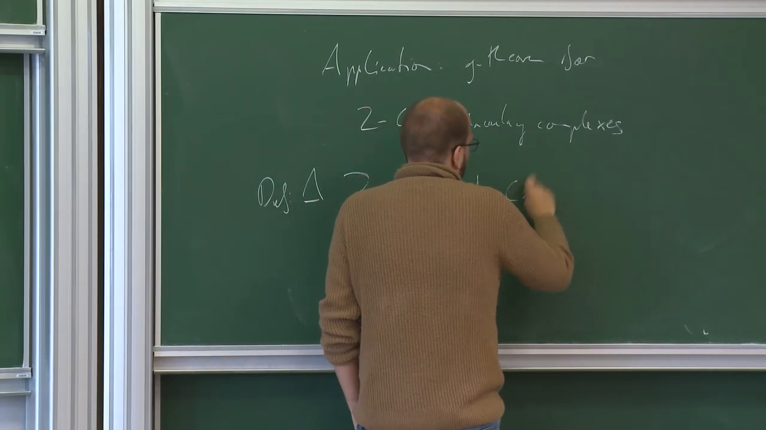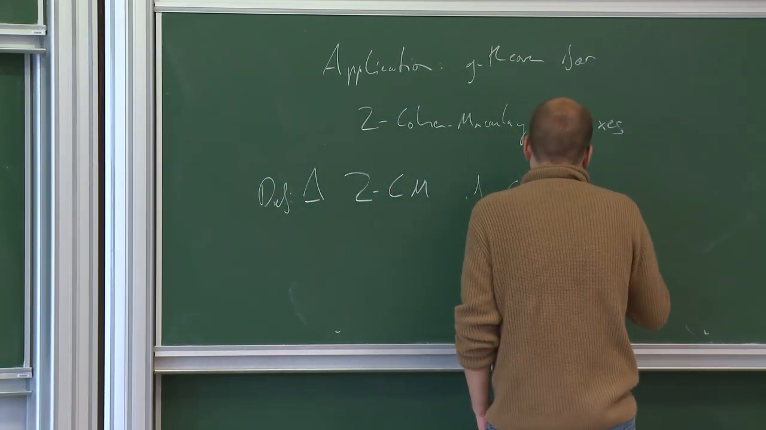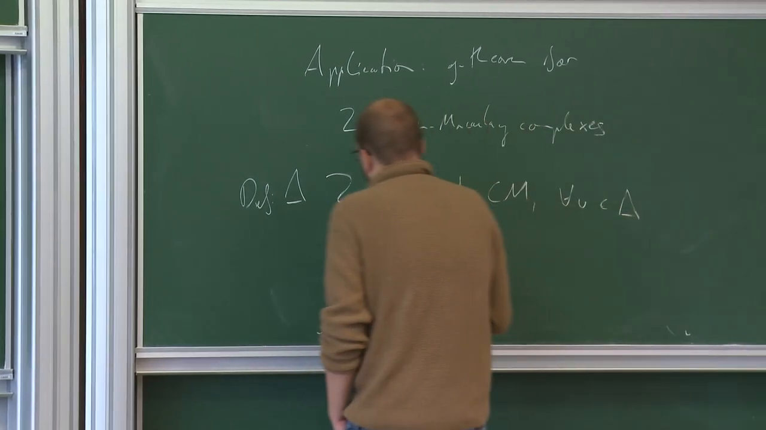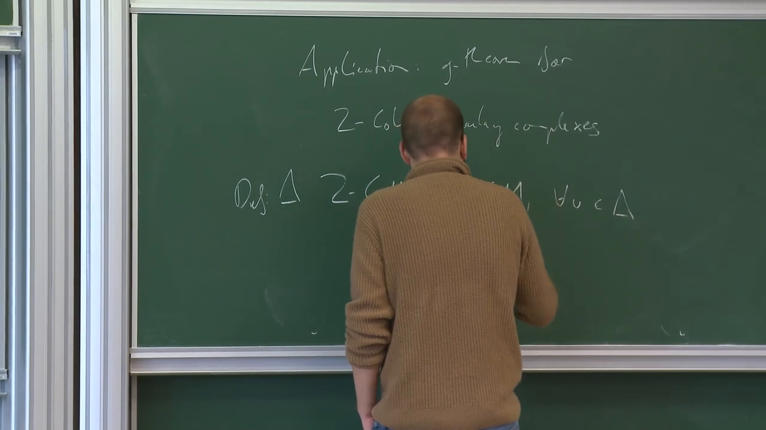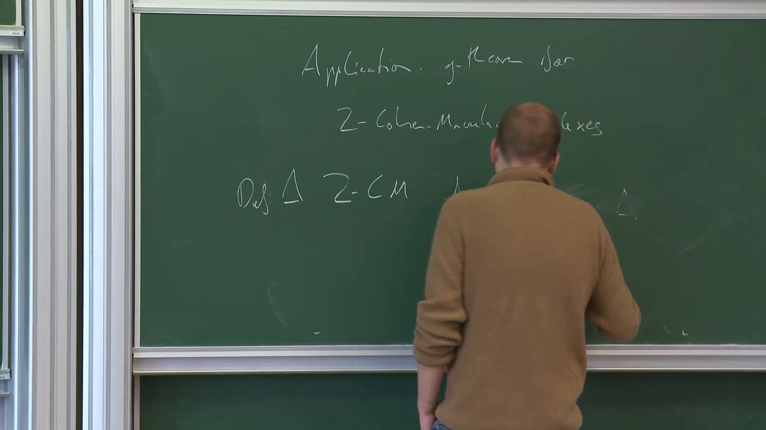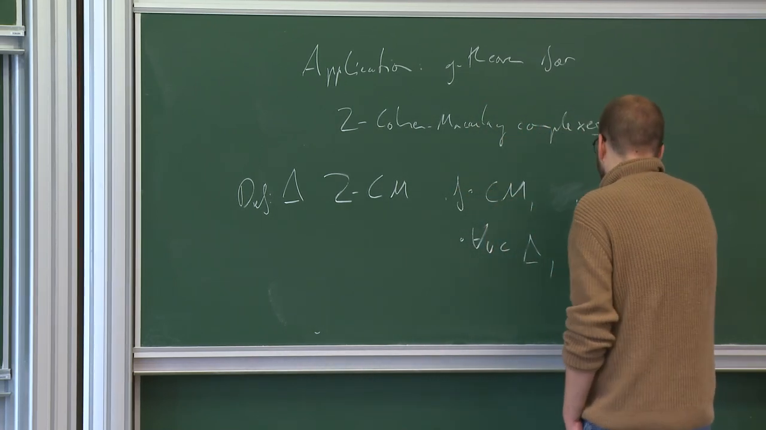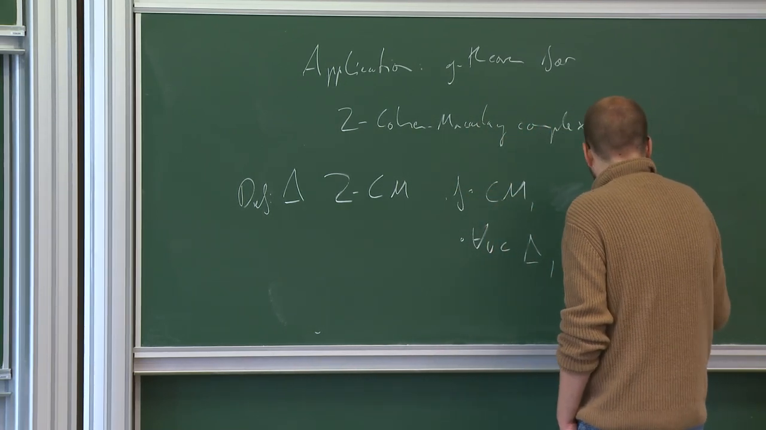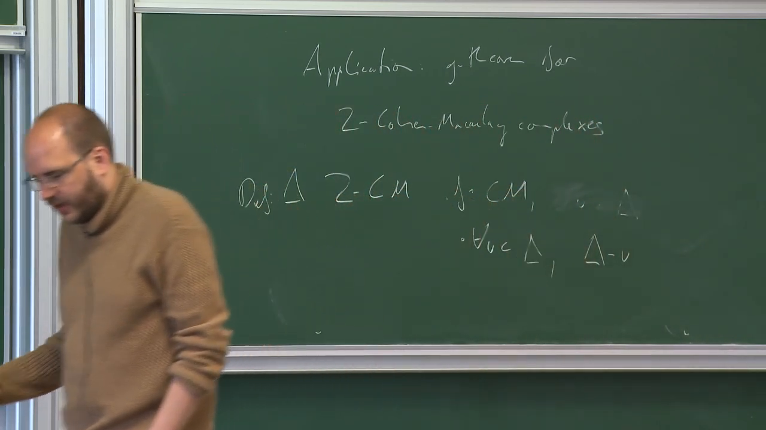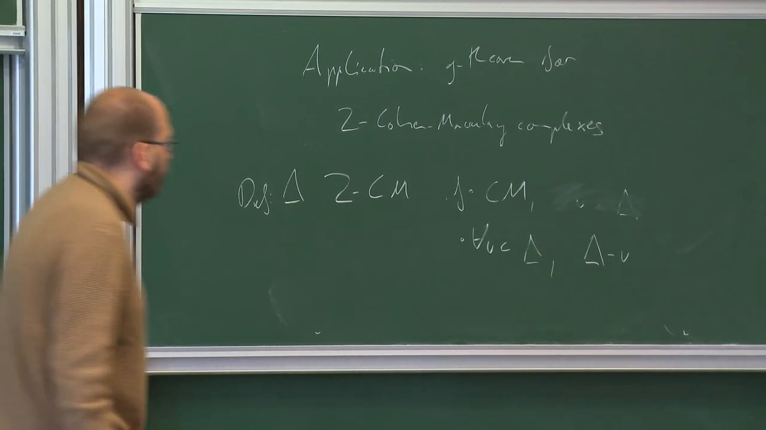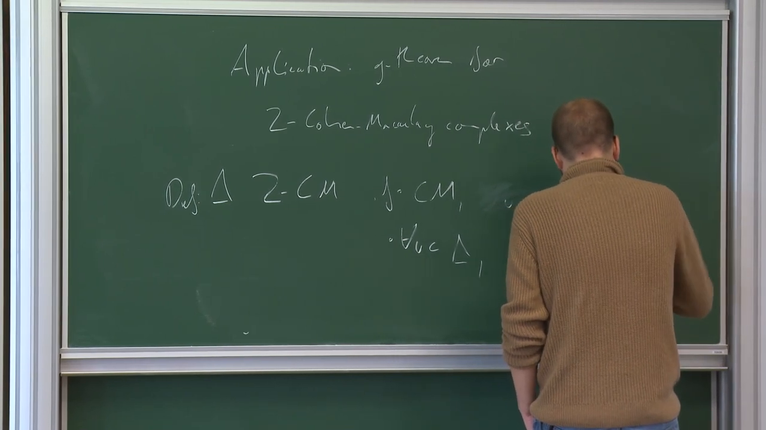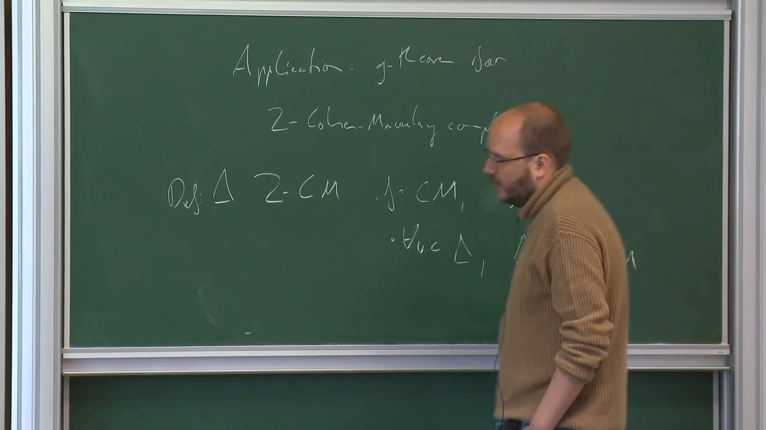If it's Cohen-Macaulay, and for all vertices in delta, taking the complex delta without this vertex, I remove the vertex from circulation and take all the other faces that don't contain this vertex, is also Cohen-Macaulay as well, right?